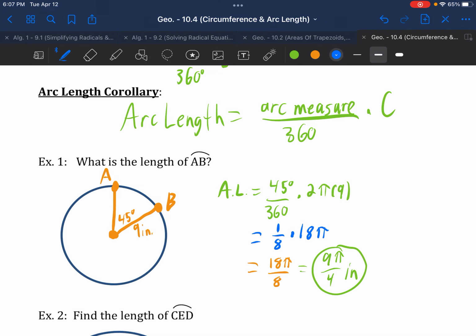Now let's say you don't want your answer in pi. Let's say we want it to the nearest hundredth. You could also write it as 7.07 inches. And that would just be using the pi function on the calculator. So you type 9 pi divided by 4 into your scientific calculator, and it'll give you 7.07 inches to the nearest hundredth.